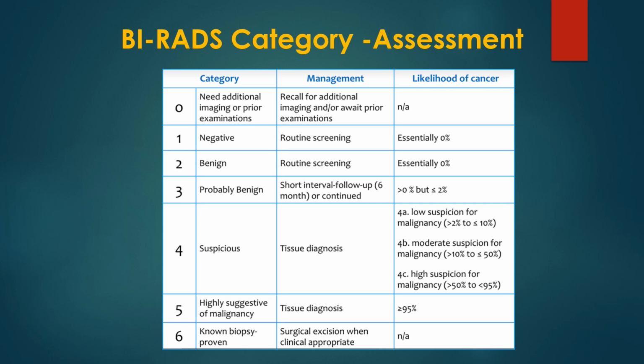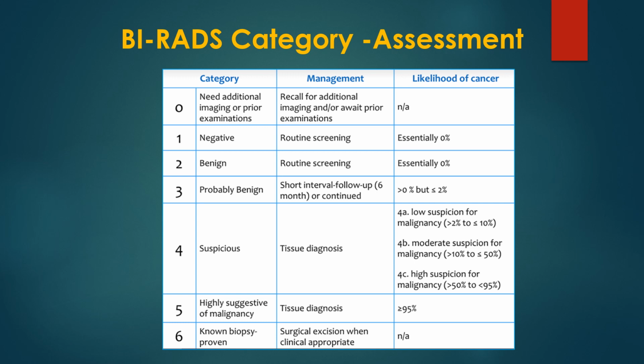And category 3 lesions are probably benign and they require a short interval follow-up, like in 6 months, and subsequently decided based on the changes. The chance of malignancy is definitely less than 2%. Whereas BI-RADS category 4 are suspicious for malignancy and tissue diagnosis is a must, and they are further categorized as 4A, B, C based on whether there is low, moderate or high suspicion for a malignancy.